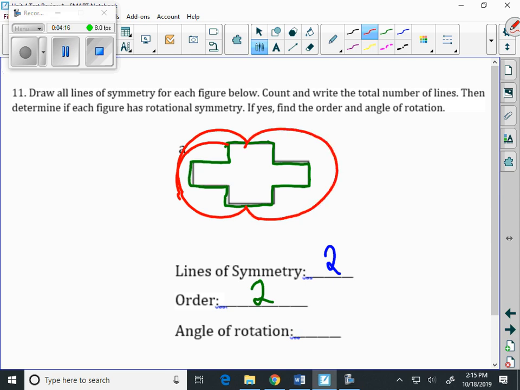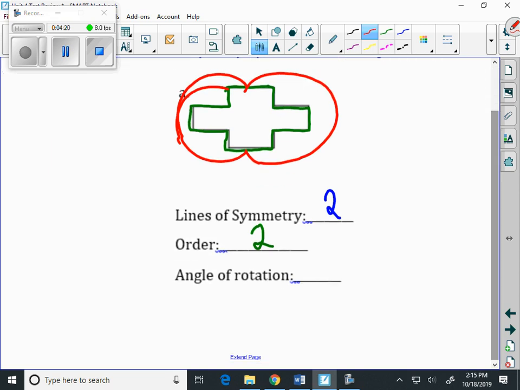And what happens then is our angle of rotation is determined by taking 360 and dividing by 2, and our angle of rotation is 180.